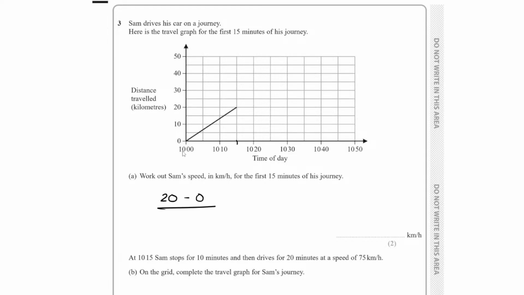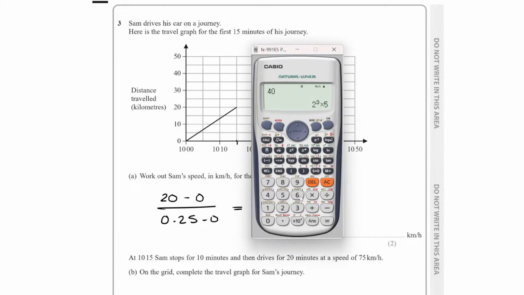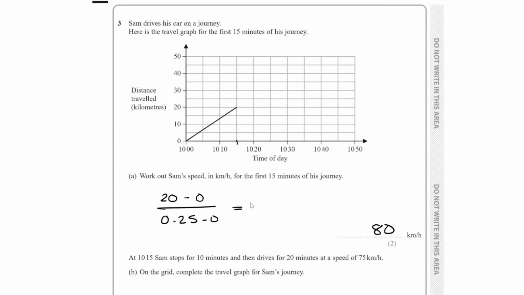And then the time is from 10 to 10:15, which is 15 minutes, but as a decimal, or you could put it as a fraction, that would be 0.25 of an hour, like a quarter of an hour. Again technically minus 0 to make it the gradient, but that doesn't change much here. So it's basically 20 divided by a quarter. Some of this you might be able to work out without a calculator. Which multiplies it by 4, so 80. So just make sure that you do convert the minutes into hours.